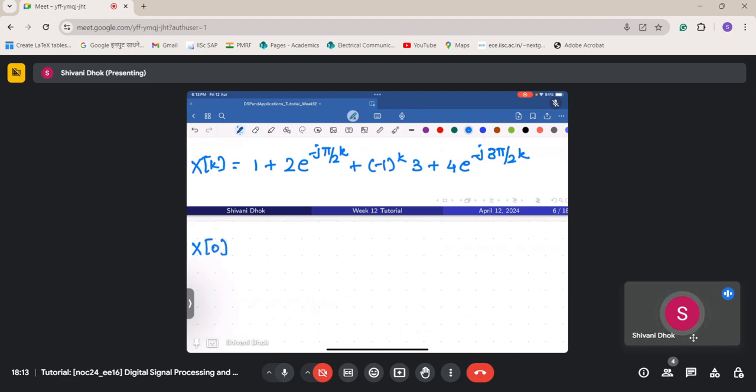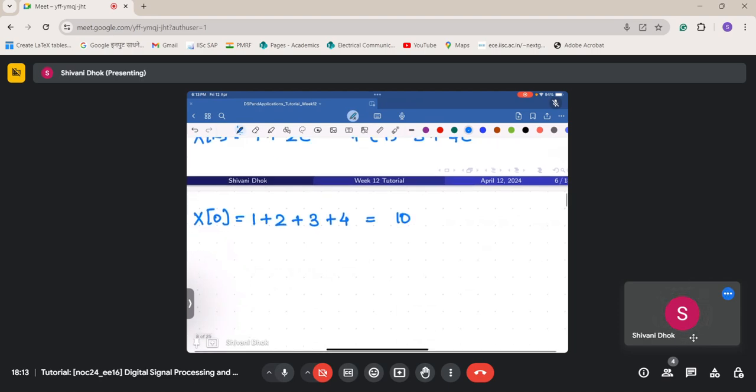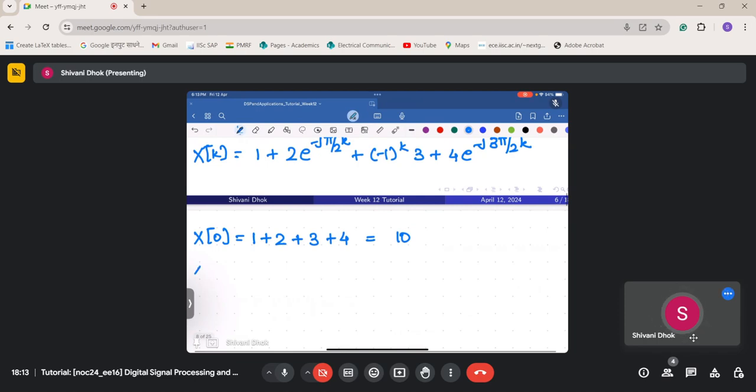So x of 0 will be 1 plus 2 into e power 0, which will be 1, plus 3 into minus 1 to the power 0, plus 4 into e power 0. This comes out to be equal to 1 plus 2, 3, 10. Then I can find out x of 1.